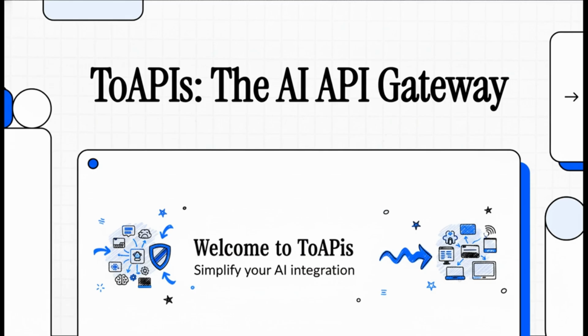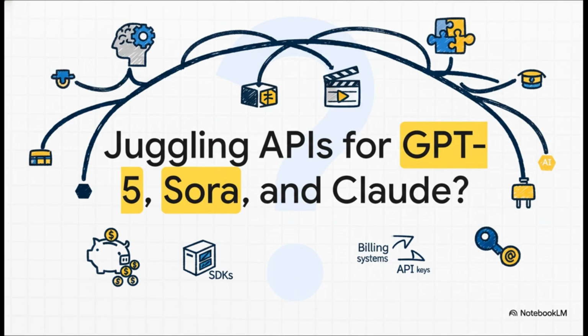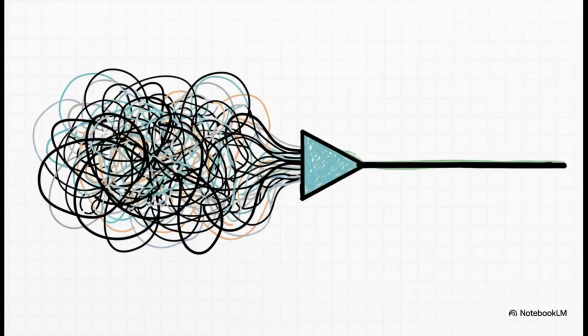Let's get into it. So, does this sound familiar to you? You're trying to build something amazing. You want to use the latest and greatest models. Maybe you're pulling in GPT-5 for text, you want Sora for video, and Claude for some heavy-duty reasoning. Before you know it, you are buried under a mountain of different SDKs, different billing systems, different API keys. It's a total mess, right? But what if it didn't have to be like that? Well, imagine taking all of that API chaos and just funneling it through one single streamlined path.